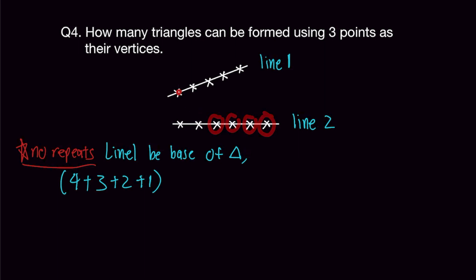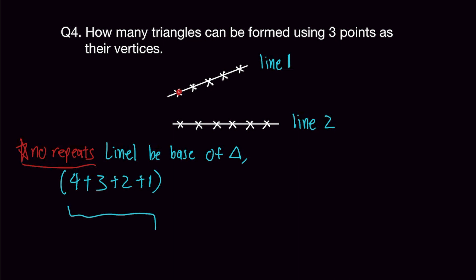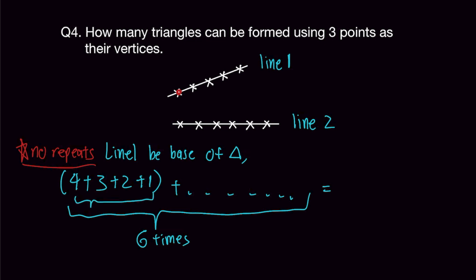Then you realize that this whole thing would actually have to repeat for 6 more times. So what is the sum of 4 plus 3 plus 2 plus 1? We would actually have 10. So what is 10 repeated 6 times, which is times 6, right? Would actually get 60. Okay, so that is only for the first line.